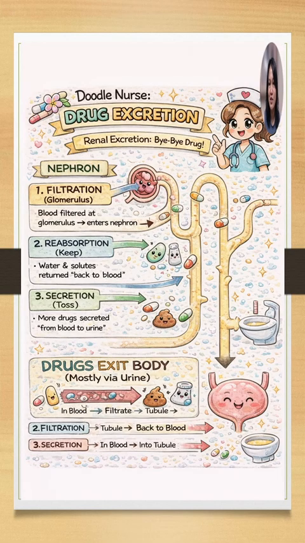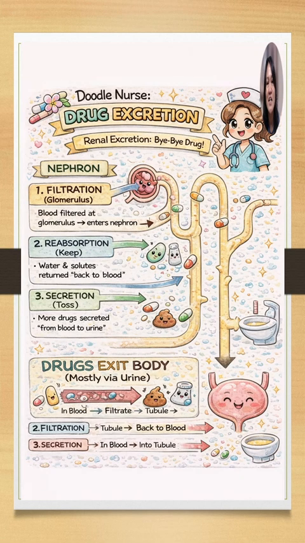Next is the reabsorption, or what we keep. Important substances like water and electrolytes are reabsorbed back into the bloodstream. Some drugs may also be reabsorbed, especially if they are lipid soluble. Then comes secretion, or what we toss. Additional drugs are actively transported from the blood into the tubules to be eliminated. This step helps remove drugs more efficiently. And finally, the remaining substances move through the tubule and are excreted as urine.